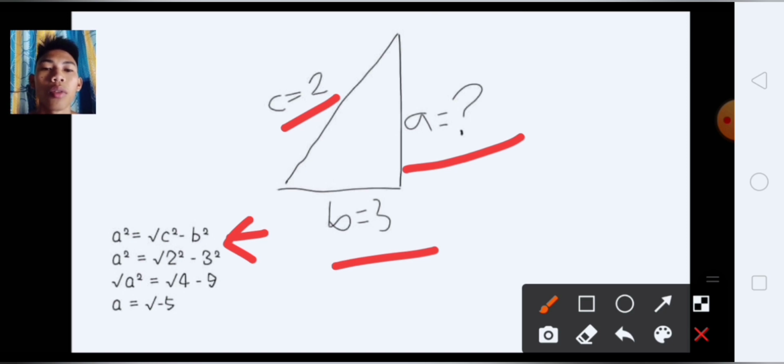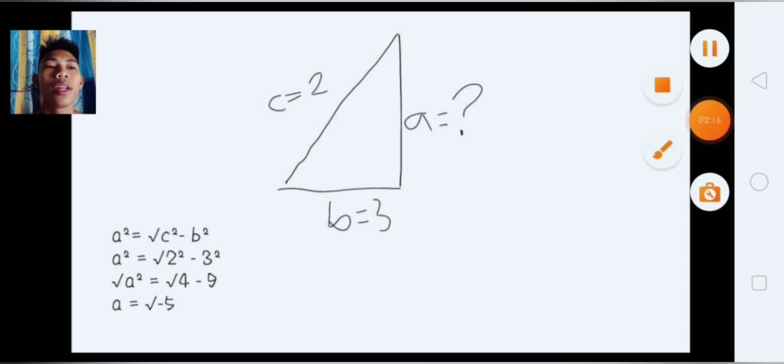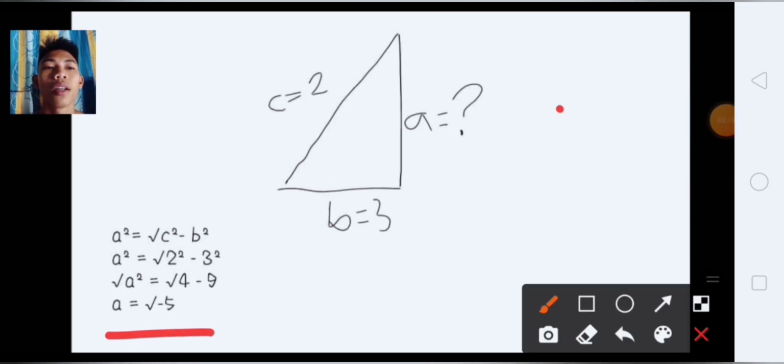To remove the squared, we're gonna use square root. So the square root of A squared is equal to the square root of 4 minus 9. So, cancel the squared. A is equal to the square root of negative 5. So for our A here, we have the square root of negative 5.